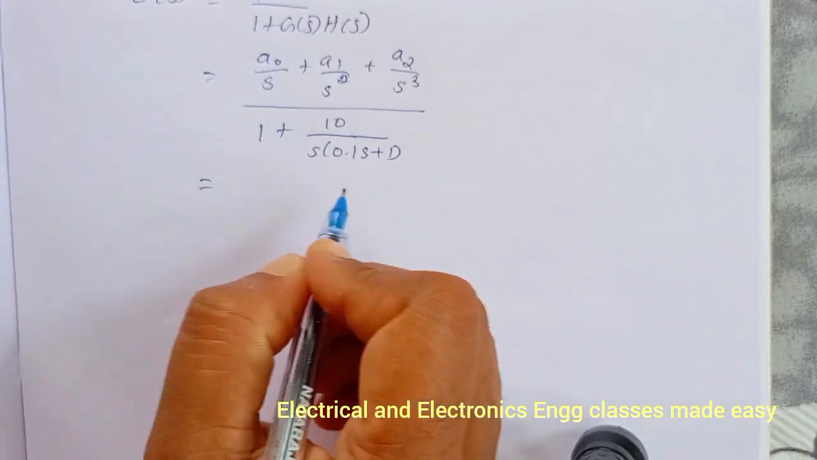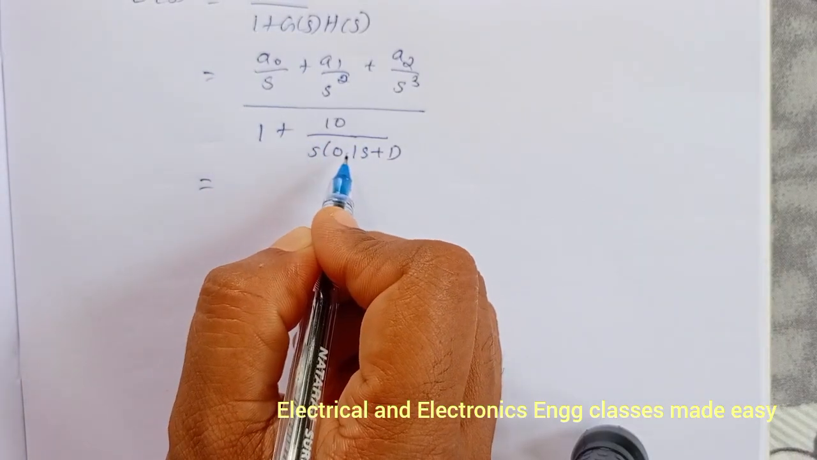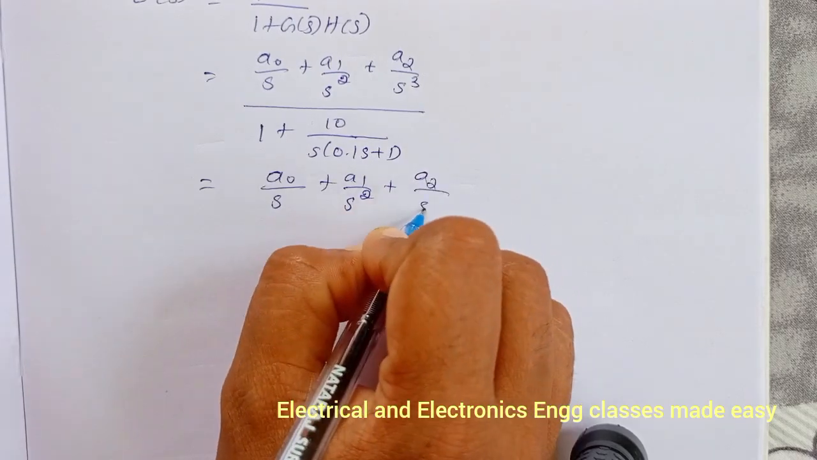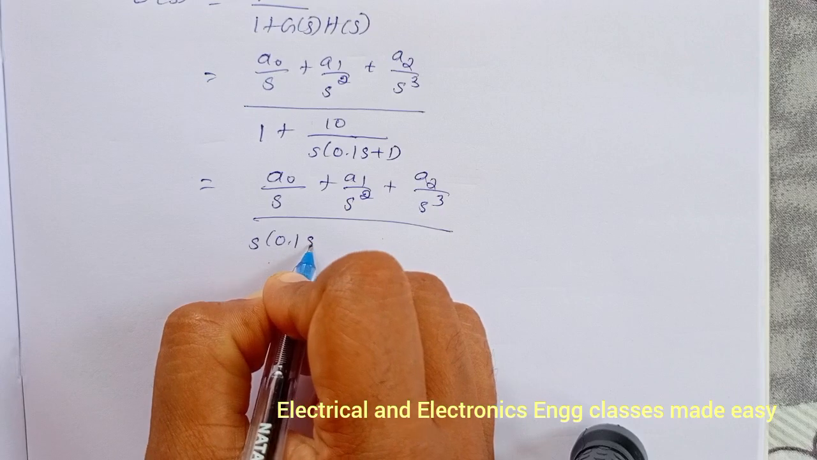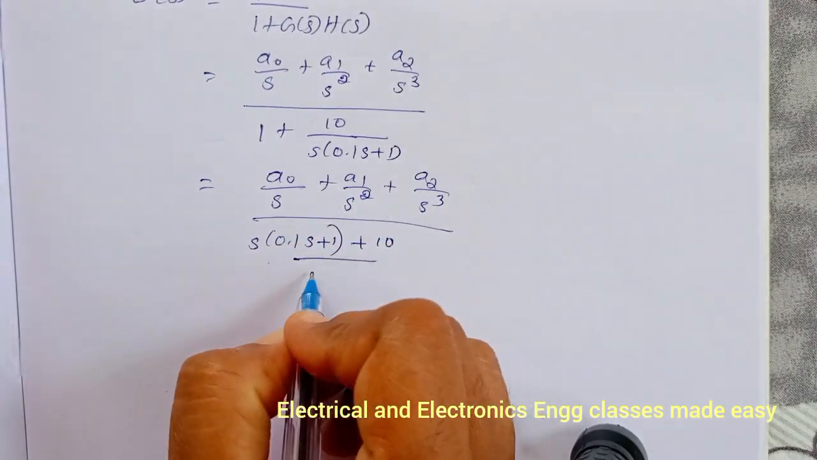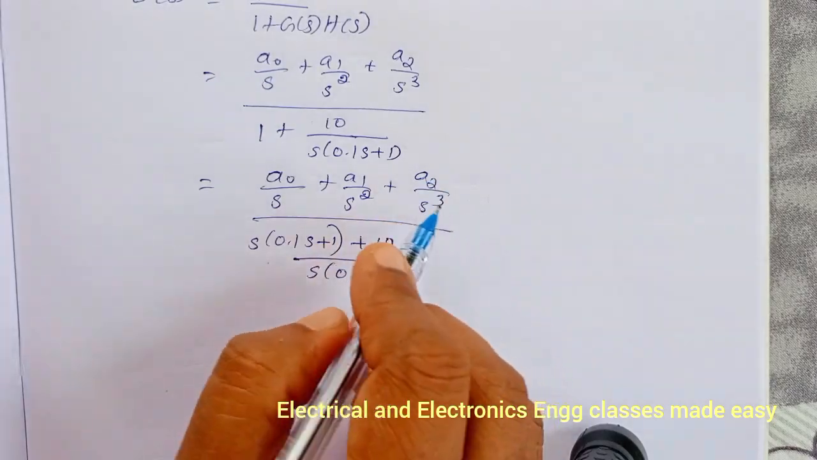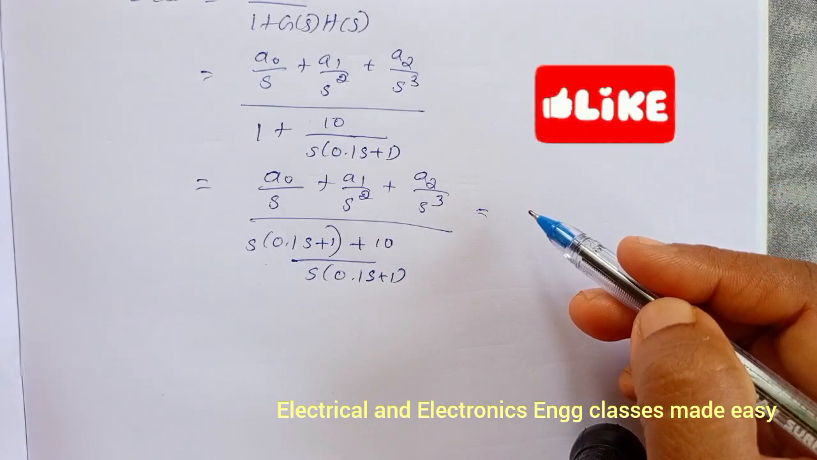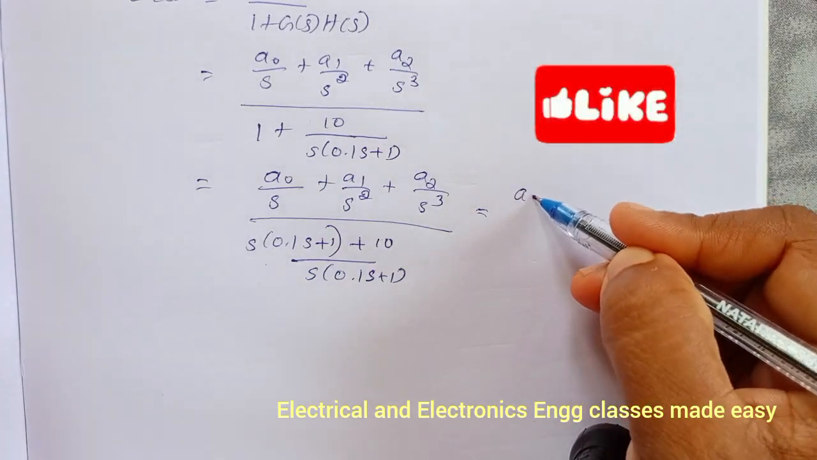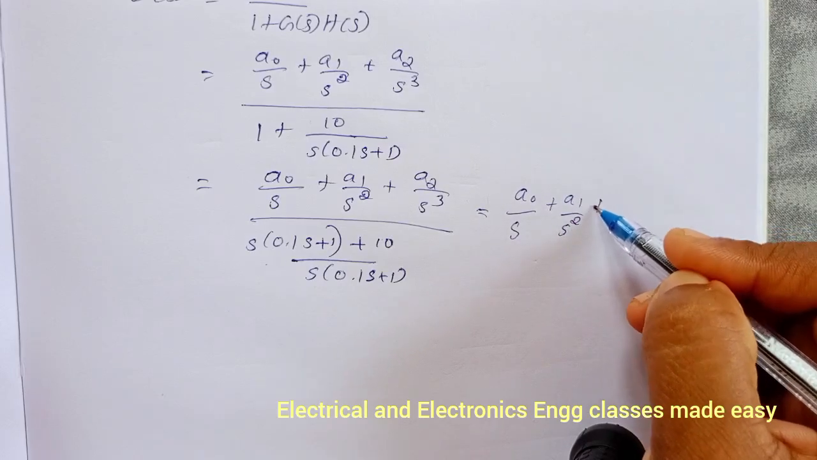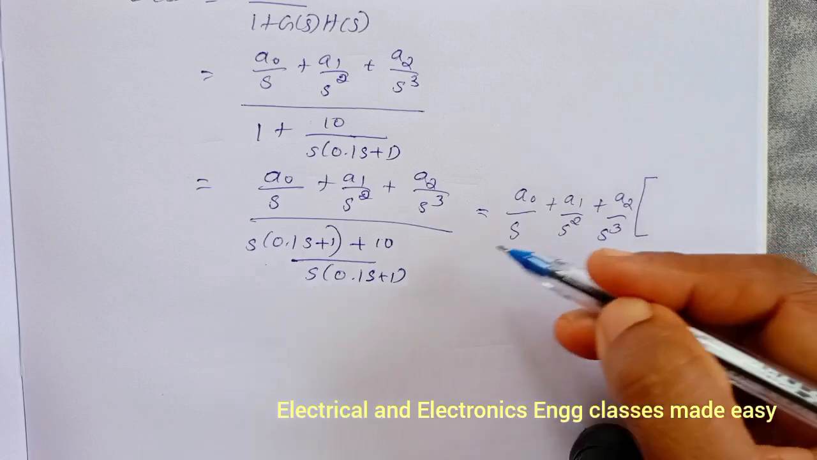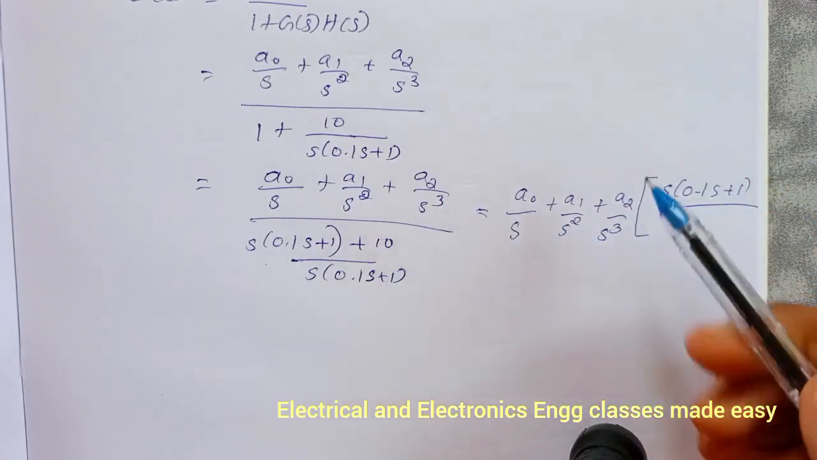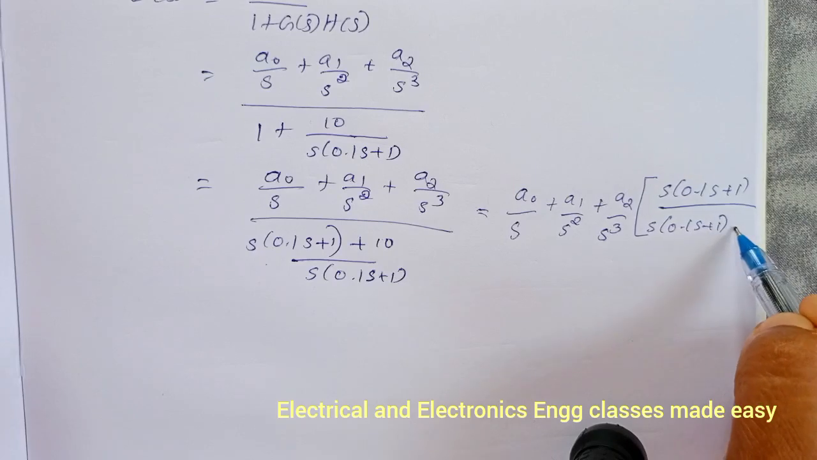Now here take the LCM in the denominator only, so we get (a0/s + a1/s² + a2/s³) divided by (s(0.1s + 1) + 10) / (s(0.1s + 1)), and taking the reciprocal, we get (a0/s + a1/s² + a2/s³) into s(0.1s + 1) divided by, here we get s(0.1s + 1) + 10.